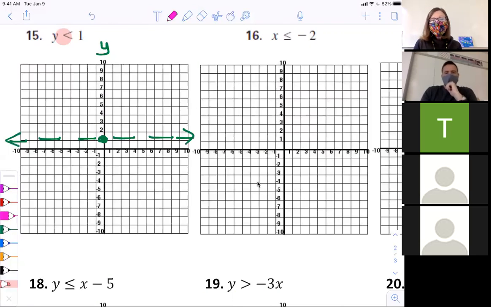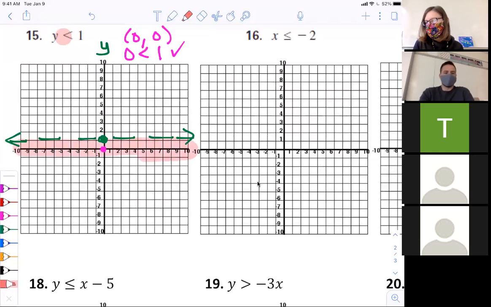And then the last part, pick a point not on that line and test it. 0, 0, if it's an option, choose that point. So if I test the point 0, 0, my y is 0. Is 0 less than 1? If you say yes, then that's where you shade. If you say no, then you shade in the opposite location. Well, 0 is less than 1. So since it's yes, let me put a little check mark there. It's true. So it is yes. That means we are shading where the point is located.